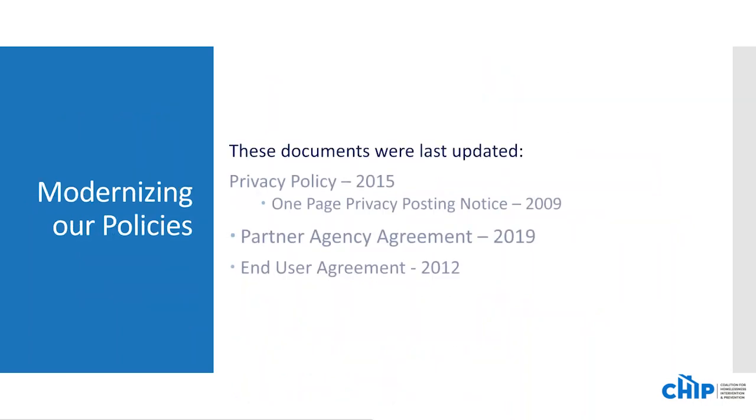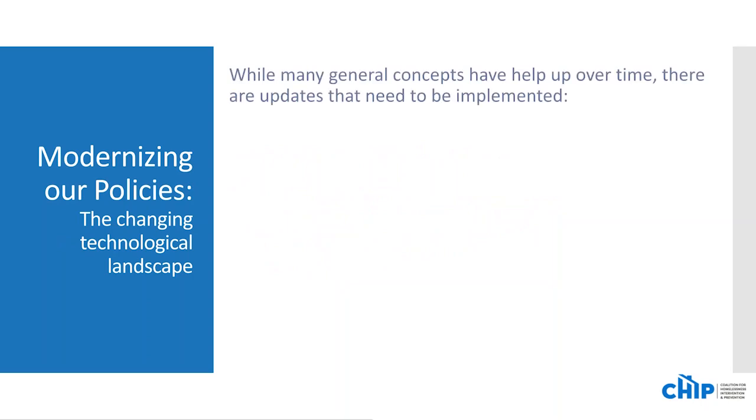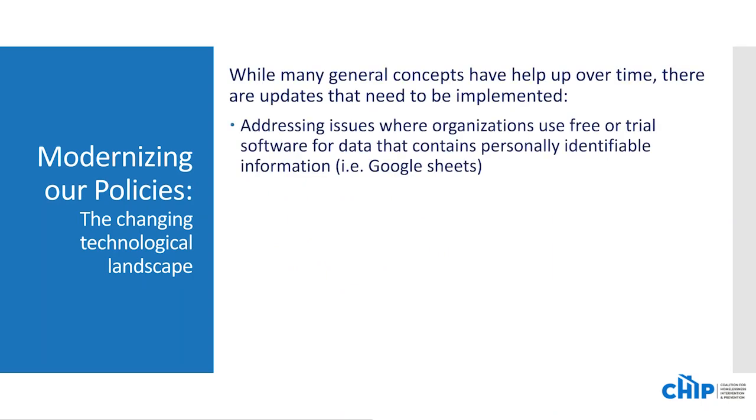And so when you look at the documents, a lot of them haven't been updated for a long time. We have our one-page privacy notice that hasn't been updated for over 10 years. Our end user agreement hasn't been updated for almost 10 years itself. So a lot of these have a significant amount of updating and modernizing that has to occur. This is mostly in response to the changing technological landscape.